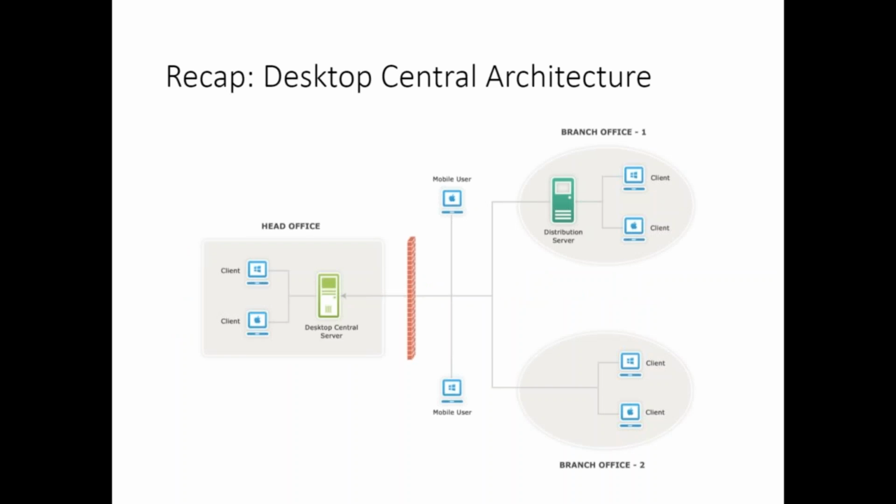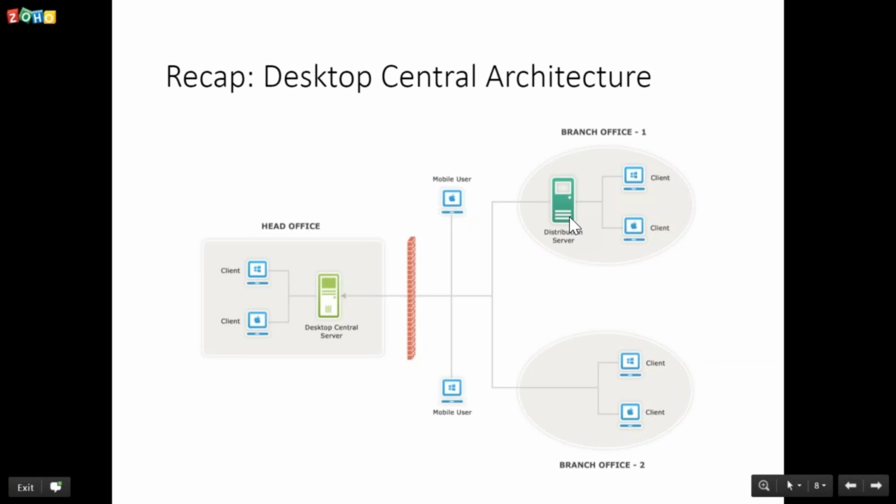Now, before we dig deeper into the software deployment workflow and architecture, I want to have a quick recap of the Desktop Central architecture as a whole. As you can see in this diagram, you'll have a Desktop Central server placed in your main head office, and you'll have clients managed locally on your LAN, which include Windows or Mac. And you might have a WAN environment where you have branch offices or remote offices configured, and you might have a distribution server placed there.